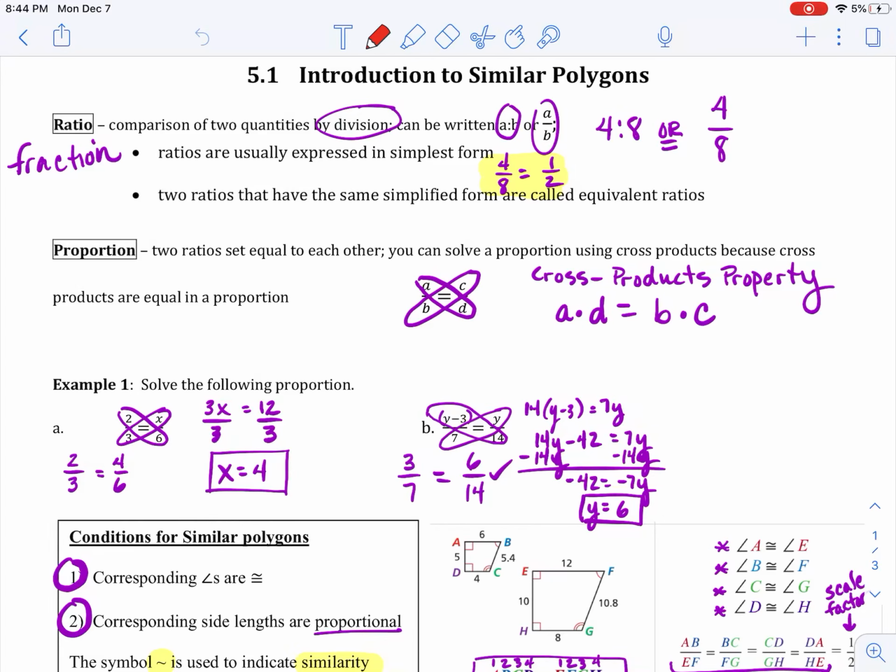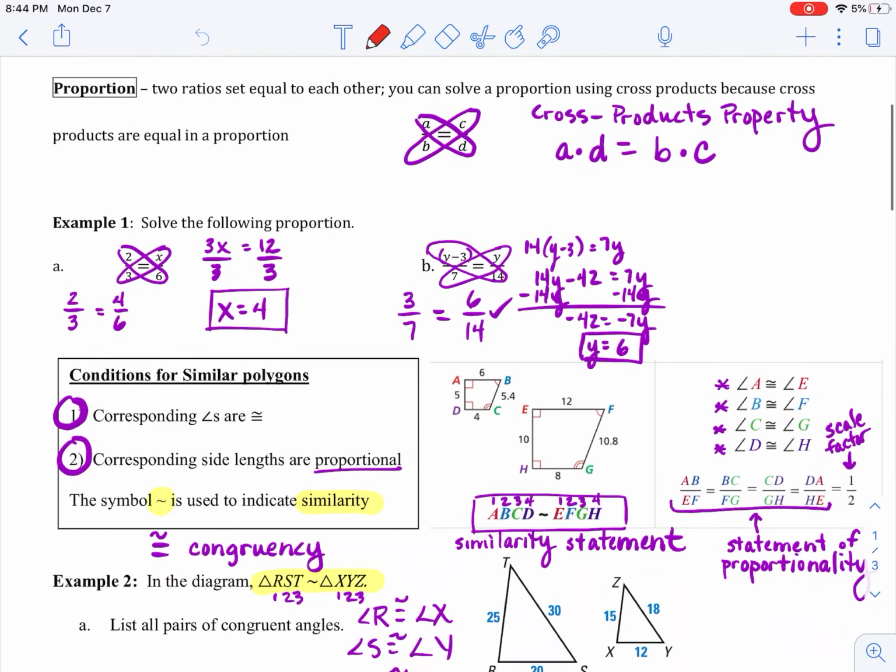So I want to recap the information we went through on Monday's Zoom session about similar polygons. As a reminder, we talked about ratios, which is just another word for a fraction. When we set two fractions equal to each other, we create a proportion, and we can use the cross products property to solve a proportion.